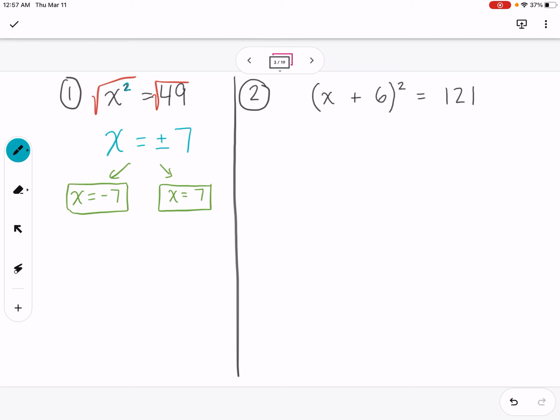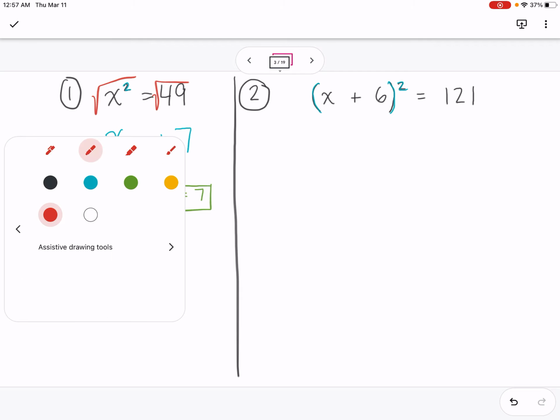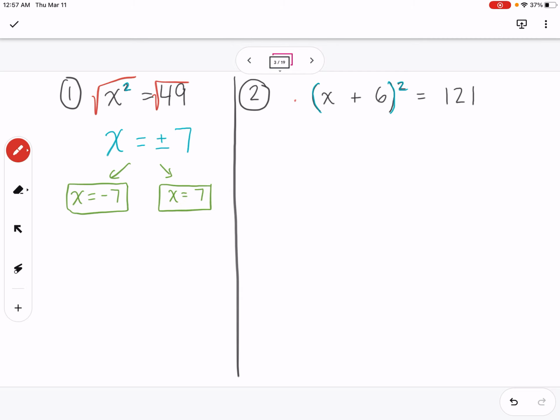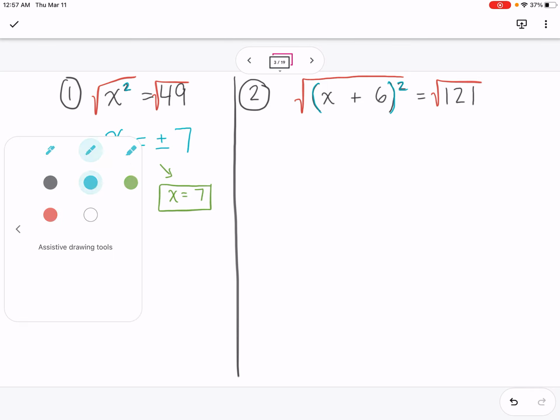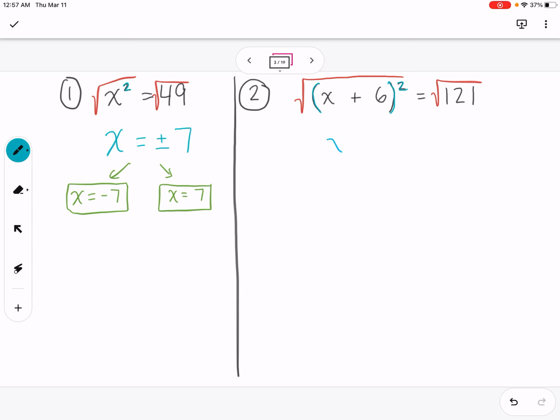Over here, again, I have something squared. This time, this whole thing in parentheses is squared. I'm still going to use the square root to get rid of the squared, so I'm square rooting on the left. And of course, if I square root on the left, I have to square root on the right. The square and the square root cancel out on the left. So I have x plus 6 equals, and what's the square root of 121? It's plus or minus 11.